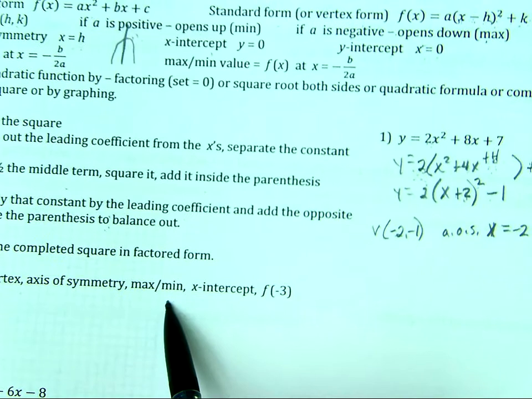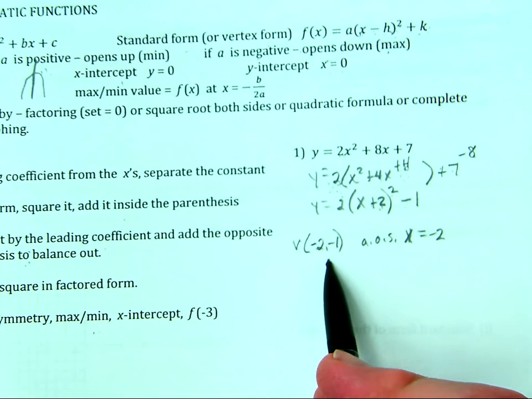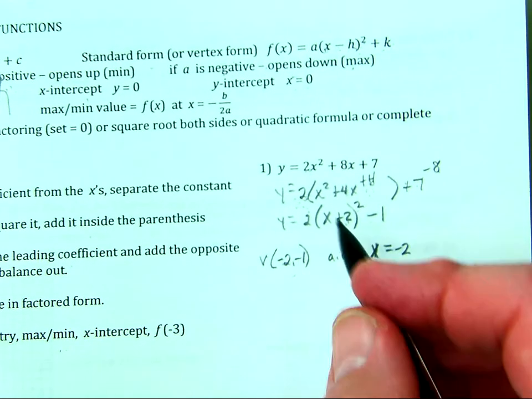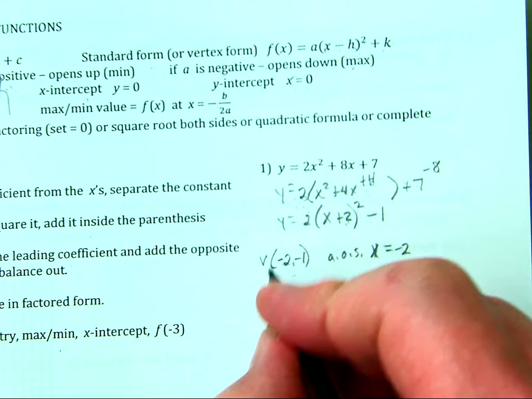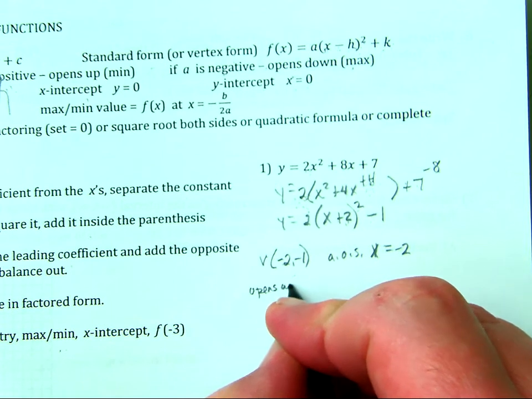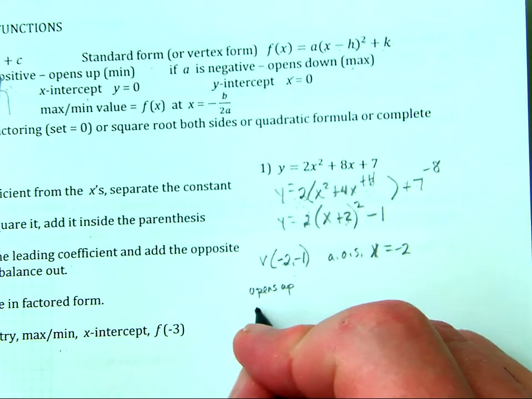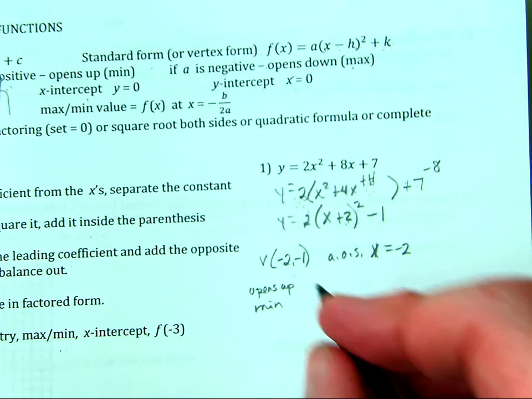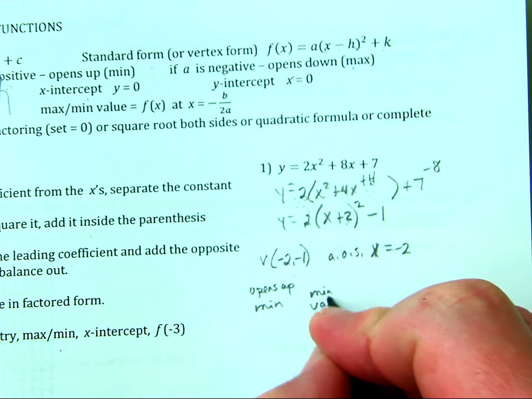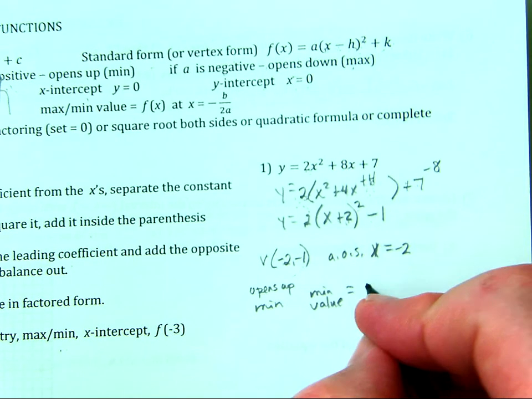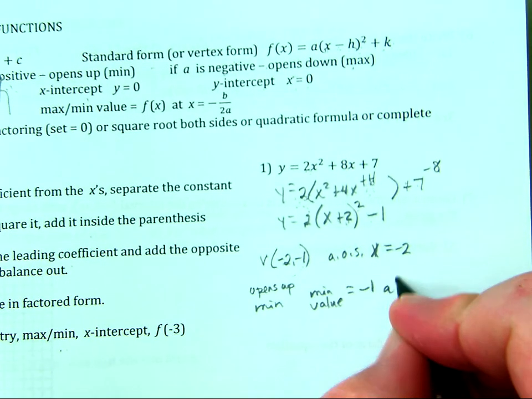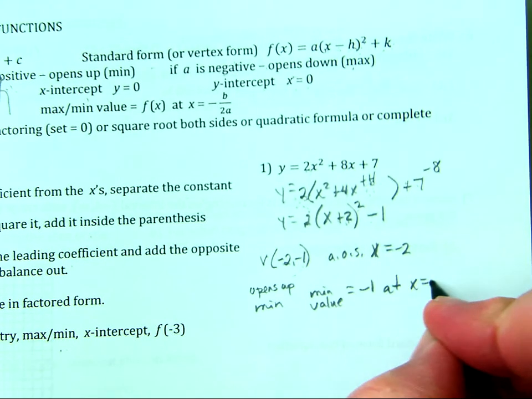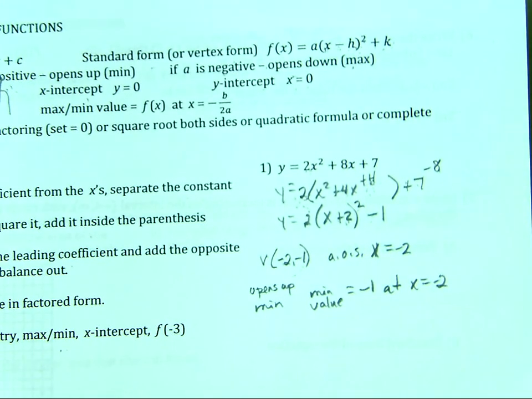Then it asks max or min. Well, the max or min is always going to be the vertex, and we know our vertex is here. Usually the way it's worded is, first, notice our 2 is positive, so this one opens up. If that a out there is positive, it opens up, so this has a minimum. So this one has a minimum value of whatever the y coordinate is, -1, at the x coordinate, which is x equals -2. A lot of times that's the way they'll want it worded: it has a minimum value of -1 at x equals -2.